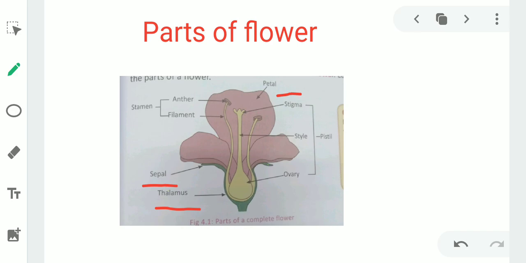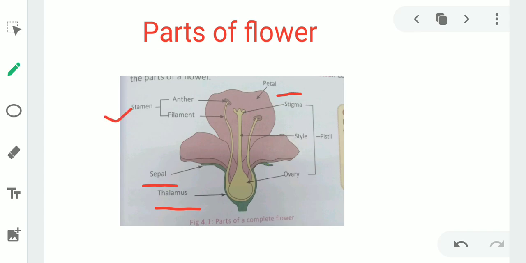Pollen grains of one flower stick to the body parts of insects, and when insects sit on some other flower, pollen grains fall on the other flower. So this way pollination happens, and petals attract insects, so they help in pollination. Next part is stamen.